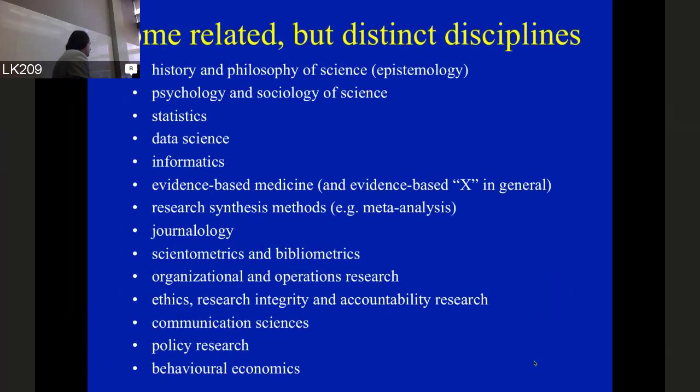Well, like any scientific discipline, there are many others that are neighboring, and this is just a list of other disciplines like history and philosophy of science, psychology and sociology of science, statistics, data science, informatics, evidence-based medicine or evidence-based X, research synthesis methods, meta-analysis, journalology, David Moher likes that term, scientometrics, bibliometrics, organizational operations research, ethics, research integrity and accountability research, communication sciences, policy research, behavioral economics. All of those are very well-established disciplines. All of those could contribute, could feed into meta-research. We could use techniques, methods, technologies, ideas from these disciplines, and we can also give back techniques, methods, ideas to each and every one of these disciplines. But it's different from all of those.